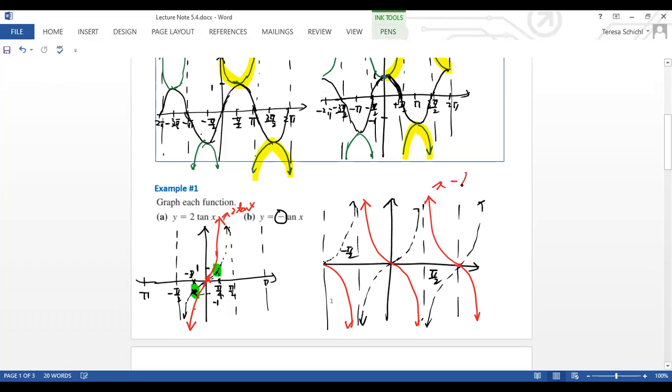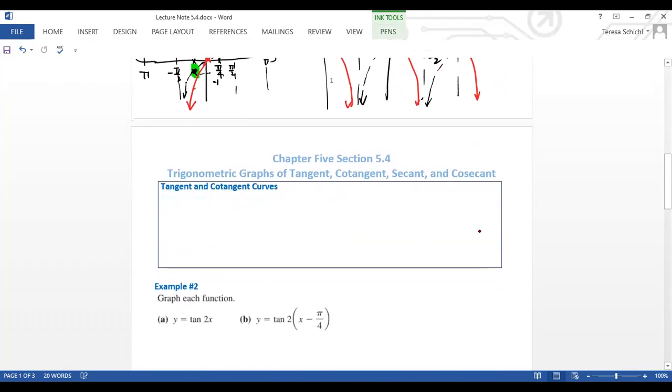So this one is negative tangent x, you're reflecting over the x-axis. For the y scale, you can do a stretch or reflecting, or you add some numbers, moving up and moving down. It's pretty easy. Okay, so now we want to take a look at the period for the tangent and cotangent here.